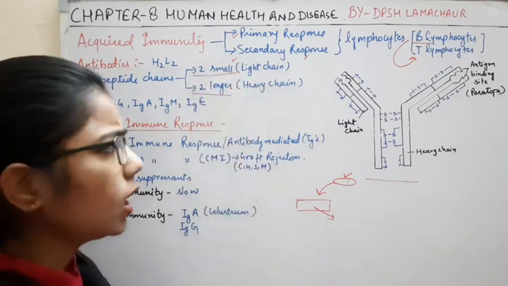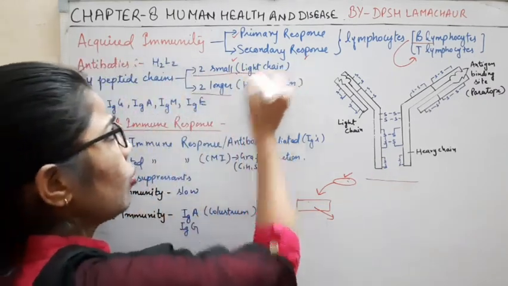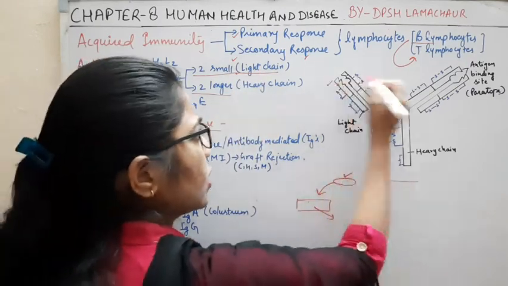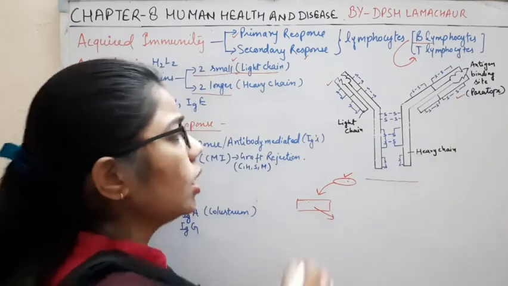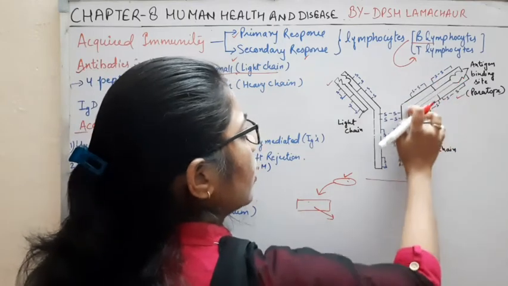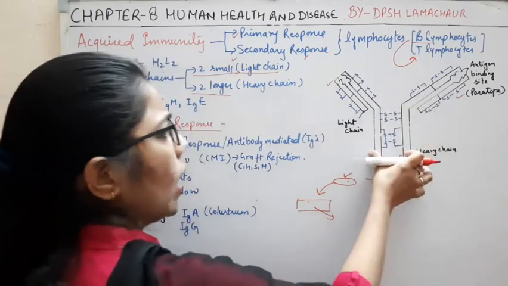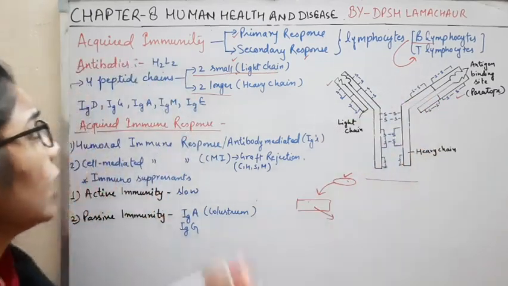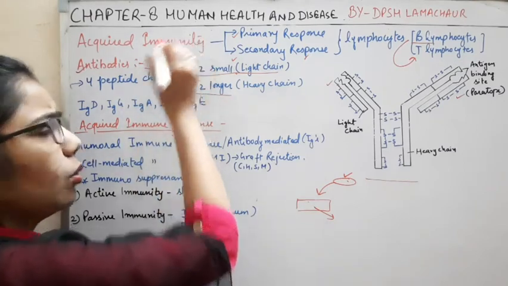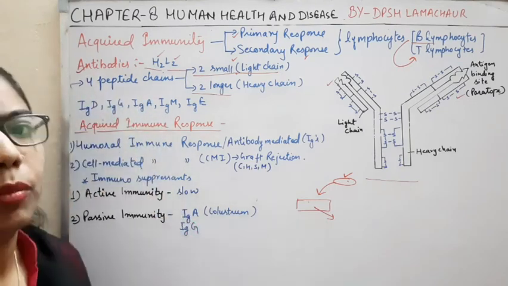What are you seeing? Two smaller and two longer ones. The smaller ones are known as the light chain, and the second one you are watching here is also the light chain. This complete one is known as the heavy chain. So two heavy chains and two light chains. That's why we say H2L2: two heavy and two light, and this is the representation for antibodies.